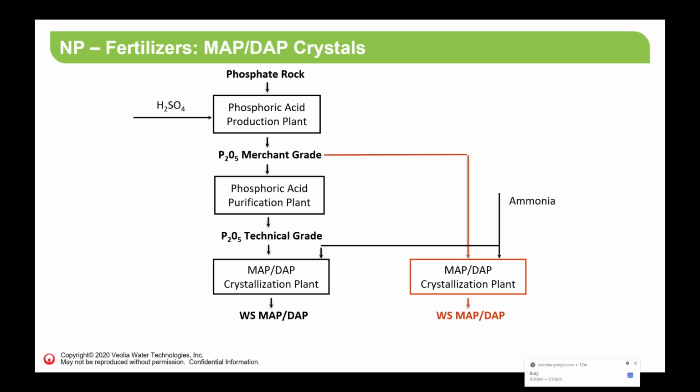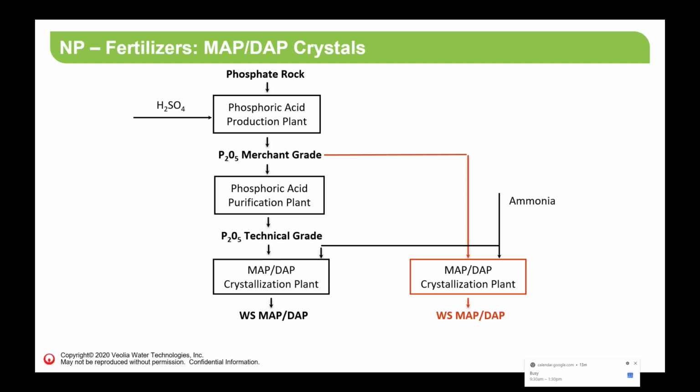Yes, so MAP crystals can be produced not only from purified phosphoric acid, but also from merchant-grade phosphoric acid, and this actually brings a lot of value to the fertilizer producers. Here we are showing a very classic and traditional way of making MAP water-soluble crystals. We start from the phosphoric acid production plant to make merchant-grade acid. Merchant-grade acid goes to the purification plant where we make technical-grade acid, and then technical-grade or purified acid goes to the crystallization plant to produce water-soluble MAP and DAP.